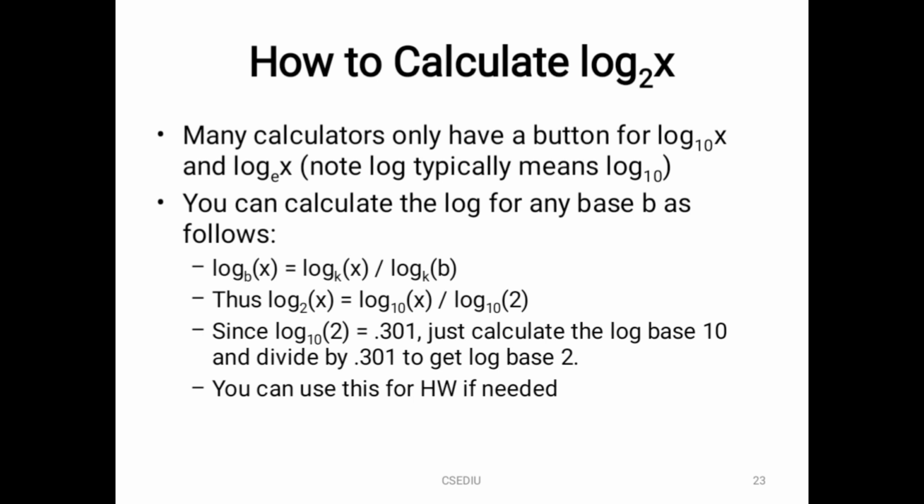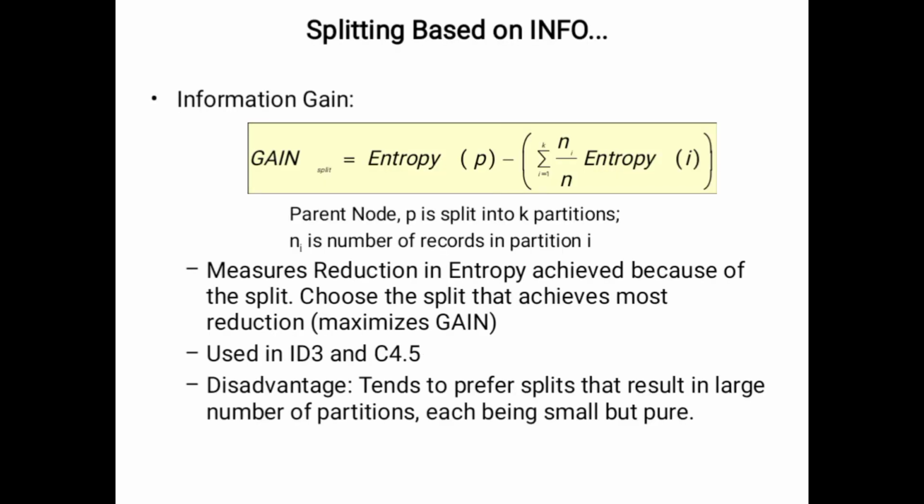Decision tree induction, splitting based on information gain. The information gain formula is the entropy of the parent node minus the summation over the split of the entropy of each child, where the parent node is split into k partitions and n_i is the number of records in partition i. It measures the reduction in entropy achieved by the data splitting, and it is used in ID3 and C4.5. The disadvantage is that it prefers splits that result in a large number of partitions, each being too small, but with a very high gain value.